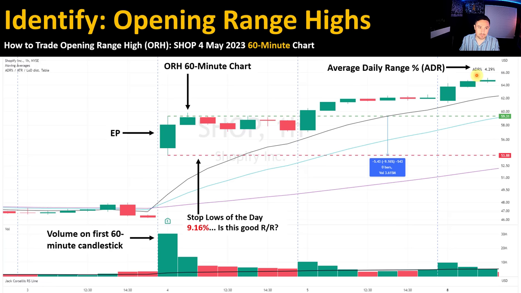Now the next one here, this is the 60 minute chart, but remember this first bar here is actually a 30 minute candlestick. So a really good first 60 minute bar coming through. Why? It gaps up, opens near the low, little shakeout demand tail, pushes up, really good volume coming through. So the high of that bar is 59.31. Stop at the low of the day, 53.88, would be 9.16%.